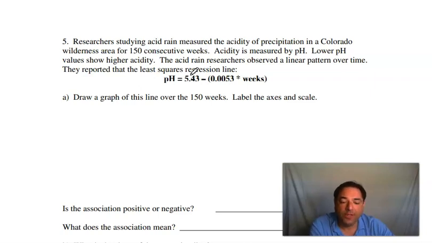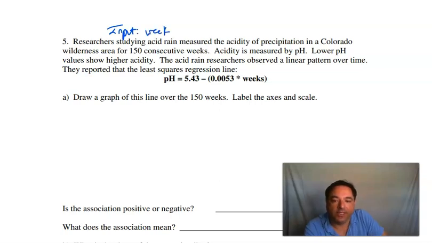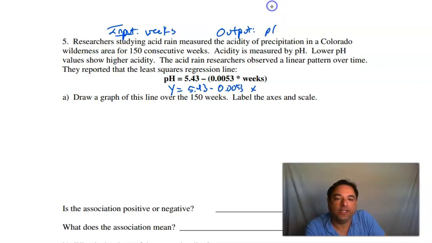Now, for this one, the linear regression is already done, so we just have to work with it. So what we have, first of all, be very clear, our input. Our input is weeks. So if this was like y equals 5.43 minus 0.0053x, weeks is x. You tell me how many weeks, and my output, my y, is going to be pH. So be very clear which is your input, which is your output.